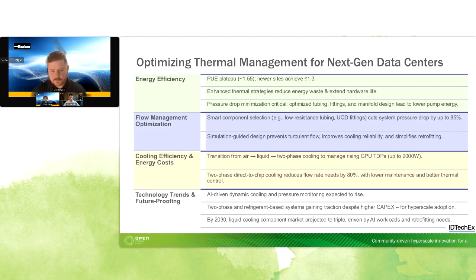The first one would be the energy efficiency. So for new data centers, we're essentially looking at a PUE lower than 1.3, and for a lot of hyperscalers, the PUE might be even lower, like a 1.2 or even like a 1.1, etc. The improved energy efficiency essentially requires enhanced thermal strategies to not only reduce the energy waste, but also extend the hardware life over time.